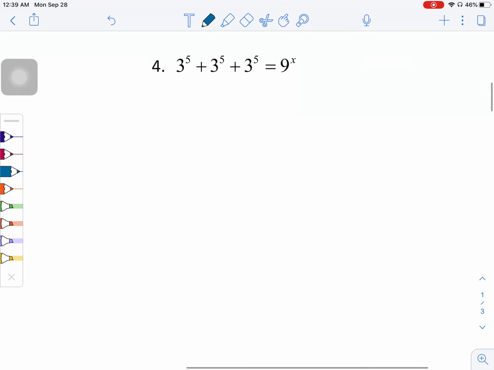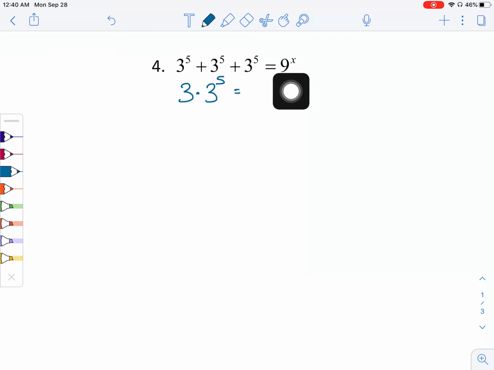All right, I'm going to go ahead and move on to number 4. Number 4 is similar, a little twist to it, but it's similar. On the left side here, we've got 1, 2, 3, 3 to the 5th power. On the right side here, we have 9 to the x. I want to make this have the same base.